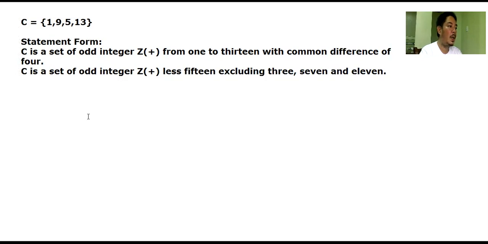Then the roster form is the same: C is equal to the set 1, 5, 9, and 13 arranged in order.